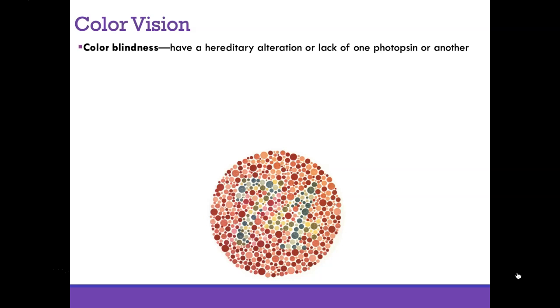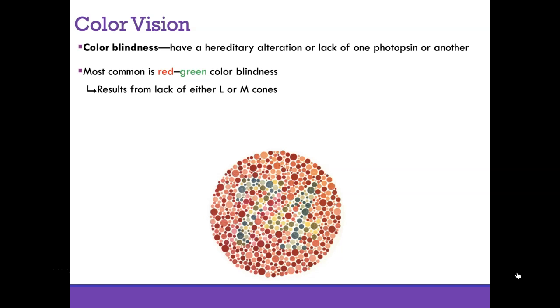Color blindness is a hereditary alteration or a lack of one photopsin. So it could be a hereditary condition. The most common is red-green color blindness. That's maternally, it's X-linked. So that means that it's more common in men than women because it's a recessive disorder. And red-green color blindness results from either L or M cones, which are two kinds of cones that help distinguish between red and green. So this causes a difficulty relating the two shades from each other.